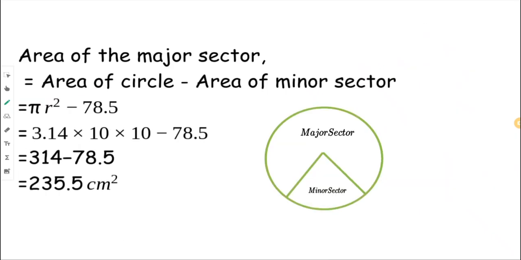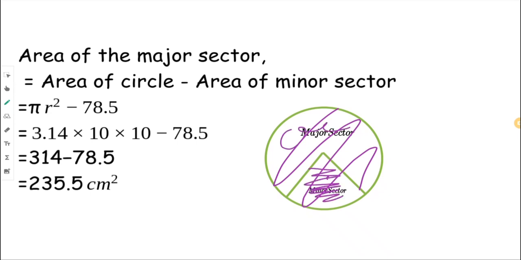Okay, now the second part, they told us to find the area of the major segment. Pretty simple. This is a minor, this is a major. So how do you find it? The area of the whole circle minus the area of this minor sector, I'll get this area, the major sector. So area of the circle minus area of the minor sector. What is the formula for the area of the circle? Pi r square. And remember, in this question they told us to use pi equals 3.14.